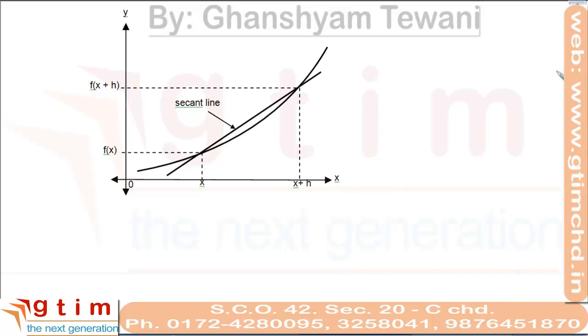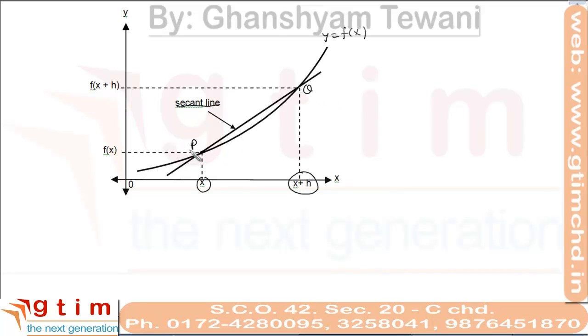Now consider this diagram in which we have a graph of the function y is equal to f(x). Here we are joining points P and Q on the graph. When any 2 points on the graph are joined, that line is called a secant line, or we can say this is a chord of the curve. Now suppose the abscissa of point P is x and that of point Q is x plus h.